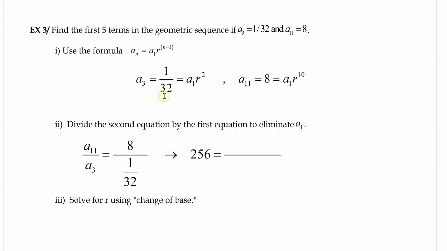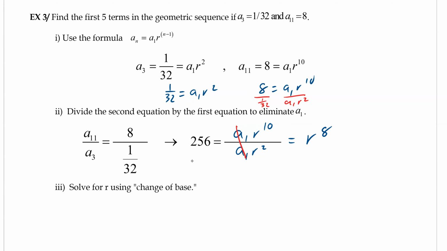Now, what this means is that 1 over 32 is equal to a sub 1 r squared, and 8 is equal to a sub 1 r to the 10th. These two are equal. So what we can do is take these two on the left and divide them like this. I can divide this side by 1 over 32 as long as I divide this side by a sub 1 r squared. I'm dividing both sides by exactly the same thing because they are equal. So plugging this into my calculator, 8 over 1 over 32 gives me 256. So now I'm left with a sub 1 r to the 10th over a sub 1 r squared. Pretty cool little trick, right? So now a sub 1 cancels, and you end up with r to the 8th, and there's our formula.